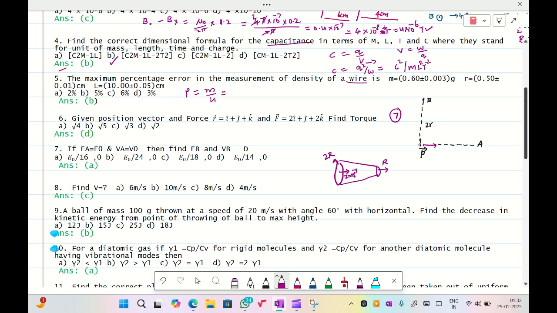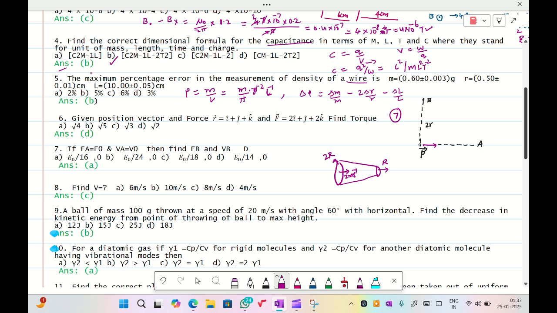Here volume is not given, they have given mass, radius and length. So convert the volume into mass: density = mass by volume, and volume is area into length, that is pi r square into L. Pi is constant, so density is m into r power minus 2 into L power minus 1. Now the percentage change in the density, d rho, is equal to dm by m minus 2 dr by r minus dl by l. So substituting values, you will get the answer.